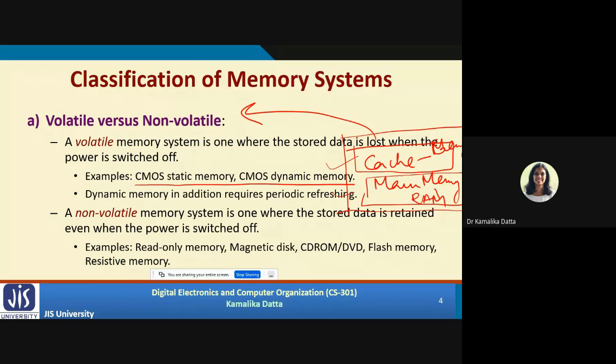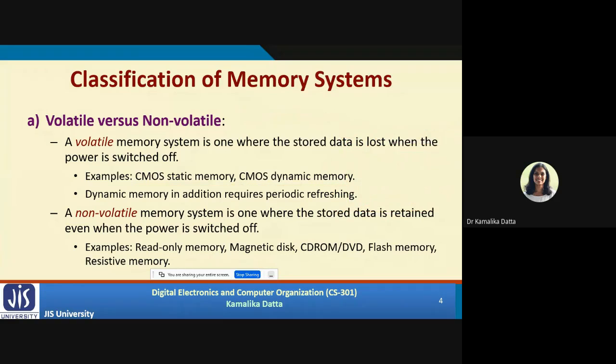All those kinds of memories are present as long as your PC is switched on. The moment you switch off your PC, all the data is gone, right? Again, you have to load that program into memory when you switch on your PC. All those kinds of memories are nothing but volatile memory. The two main volatile memories are static memory and dynamic memory.